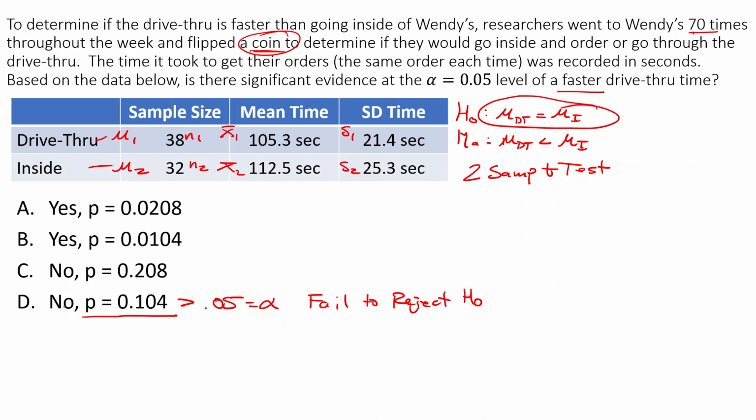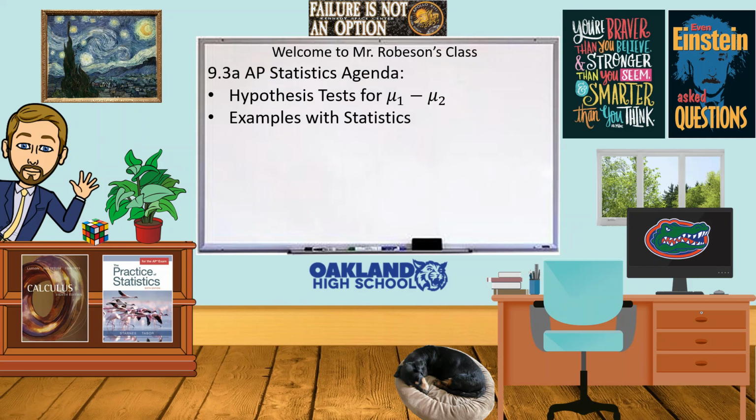So that means we're going with that they're equal, so we do not have evidence that the drive-through is faster, or we do not have significant evidence, I guess is the key word. We do have some evidence because this mean is smaller than that mean, but it's not significant. All right, there's our answer there. And that is the end of this section.